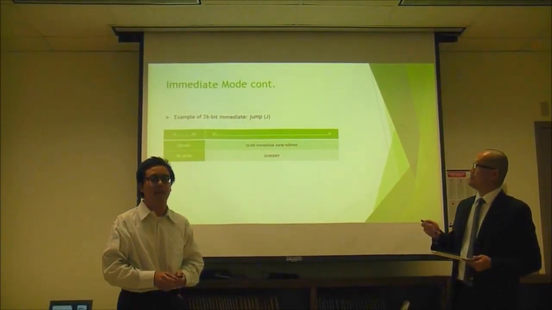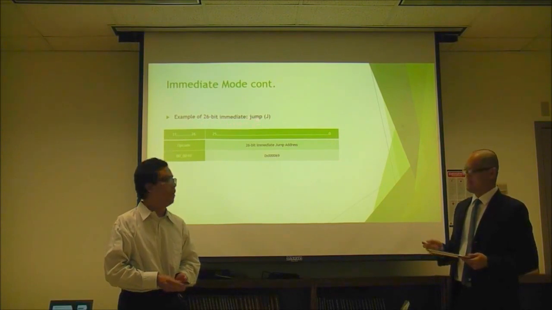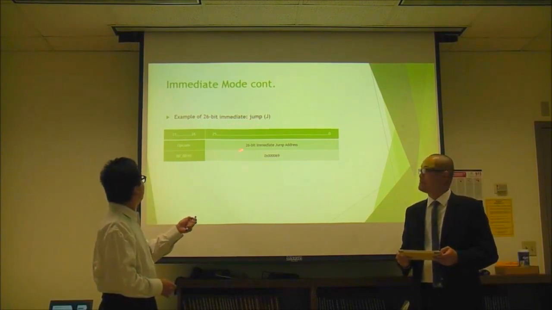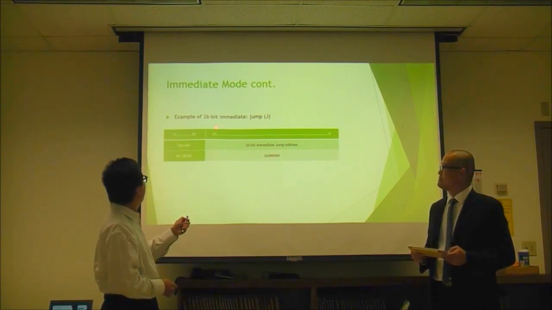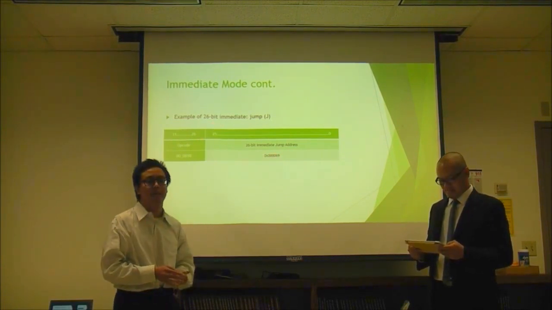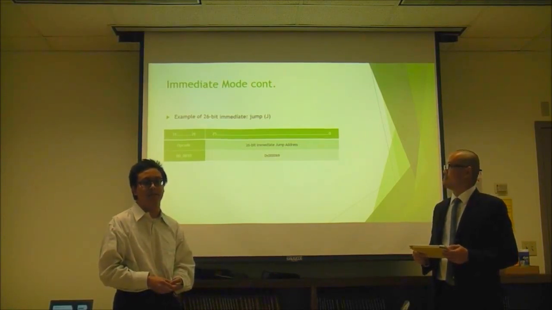Now, to further illustrate what Vinnie said about the immediate mode, we're going to have another example of 26-bit immediate jump. With jump, I'm going to take the 26-bit immediate jump address hex value 69, and put that into the program counter. So the program counter will go to instruction memory location 69 and execute instructions from there.